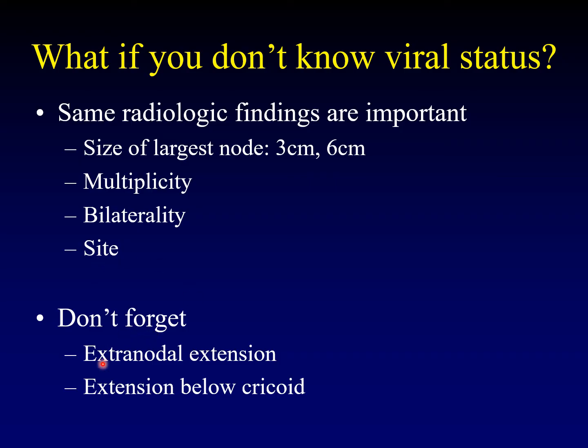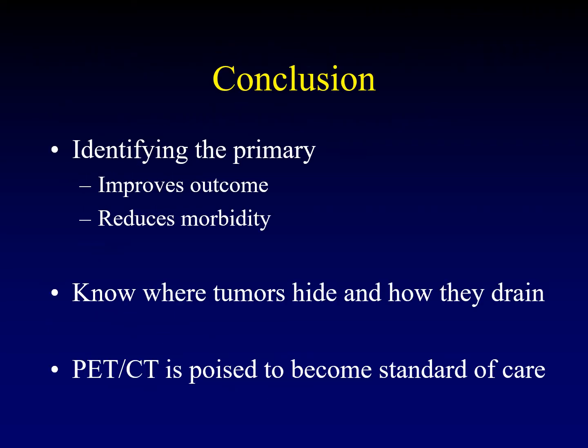Don't forget to mention if there is definitive evidence of extranodal extension on imaging, and if there are nodes that extend below the inferior margin of the cricoid, those may factor in. But if you list all of these things, you don't even need to know the viral status. You'll be giving the oncologists and the surgeons, and hopefully yourself when you go to the multidisciplinary conference, everything that is needed in order to stage the tumor with the viral status once it's known.